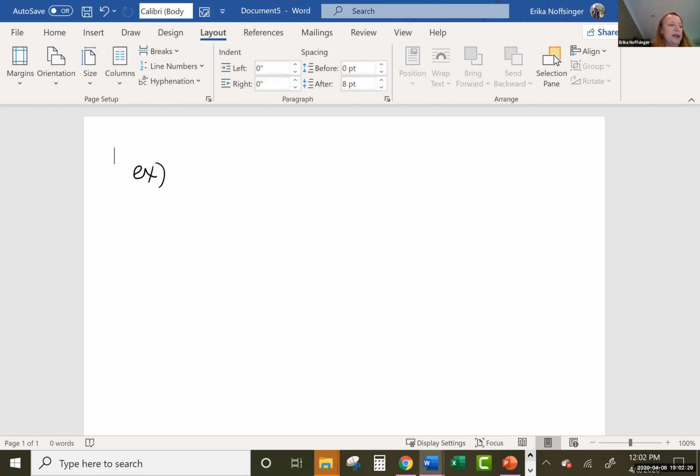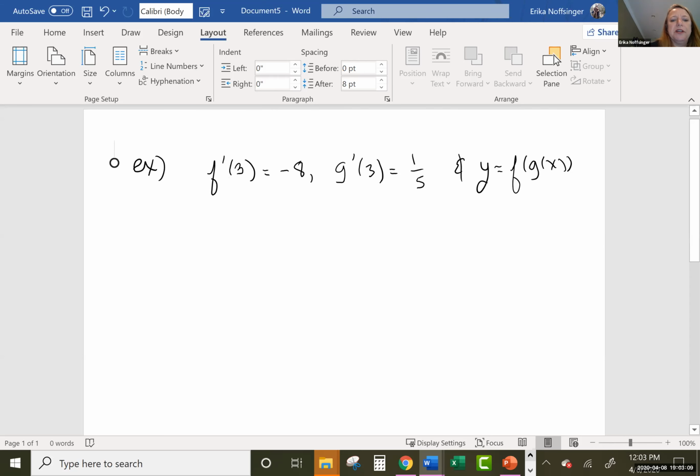Let's assume the following. Let's say that you were given that the derivative of your function of x at 3 is equal to -8. You're given if you took the derivative of g of x and evaluated it at 3, you get 1/5. And y is equal to f of g of x. And so it wants to know, what is y prime at x equals 3?